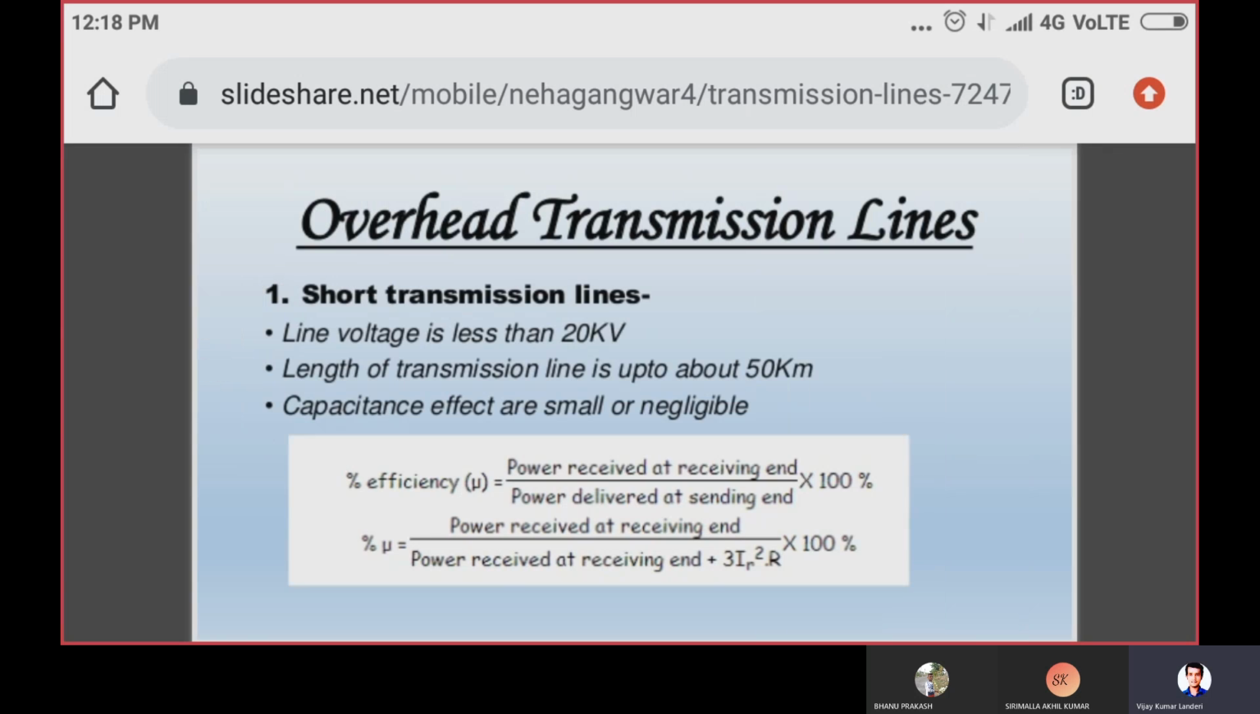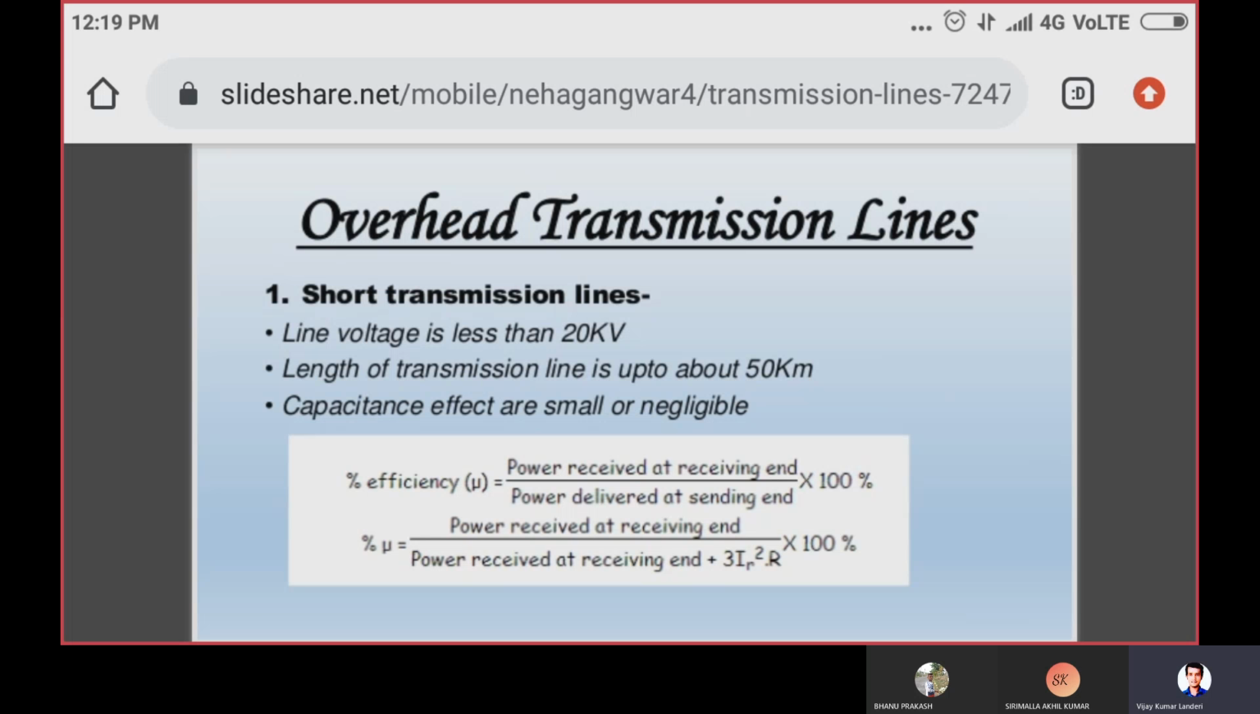Now coming to the short transmission lines. This is given differently in different books. If the line voltage is up to 20 kV and the length of the line is up to about 50 kilometers, we can say it is a short transmission line. In a short transmission line, capacitance is negligible.